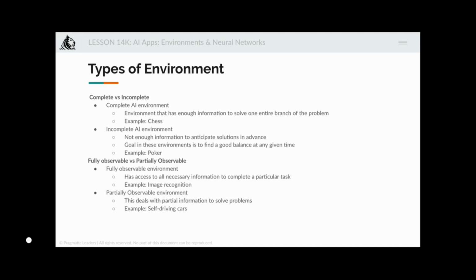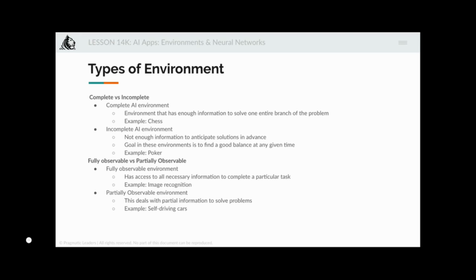Now there are multiple kinds of environments in which AI apps or AI agents exist. So they are complete versus incomplete. A complete AI environment is an environment which has enough information to solve one entire branch of the problem. Typically an AI problem is divided into smaller problems, and each of these is then further solved. As you can imagine, this can go on and on to no end, and can lead to massive consumption of computing, and there's a good chance that the computer can just blow up instead of solving the problem.